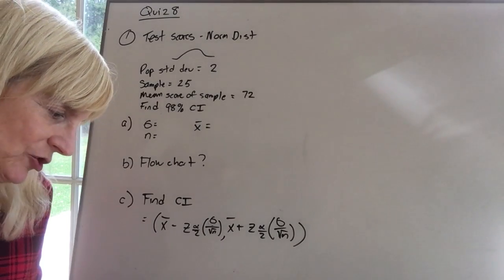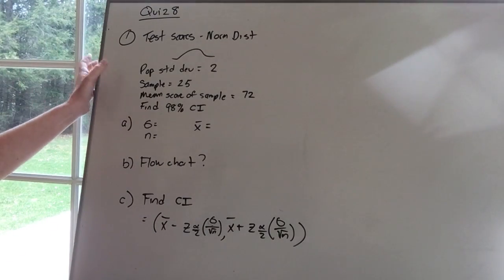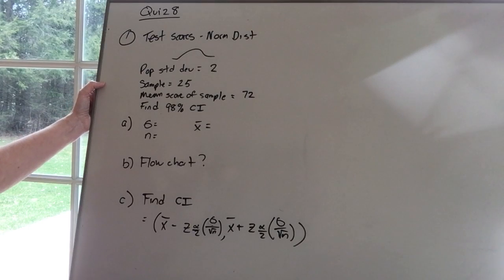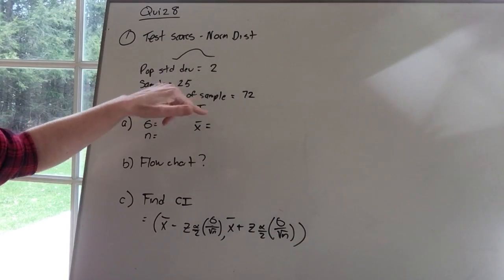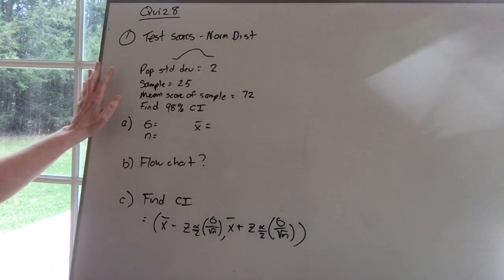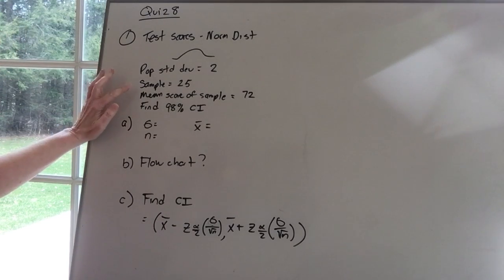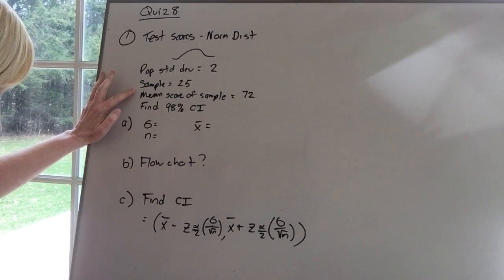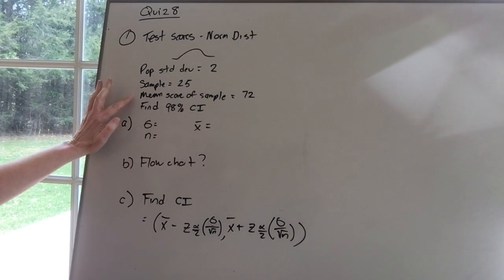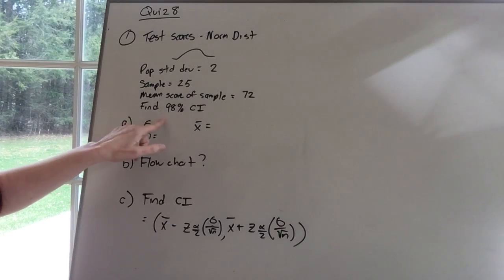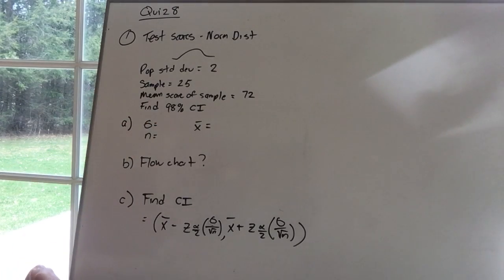So for the first question, we're going to talk about test scores. And they say that they're normally distributed, which just means a bell shape. That's all that means. And they give you some information. They tell you the population standard deviation is 2. You take a sample size of 25. It's about test scores. The mean of the test scores was a 72. And they want us to construct something called a 98% confidence interval.